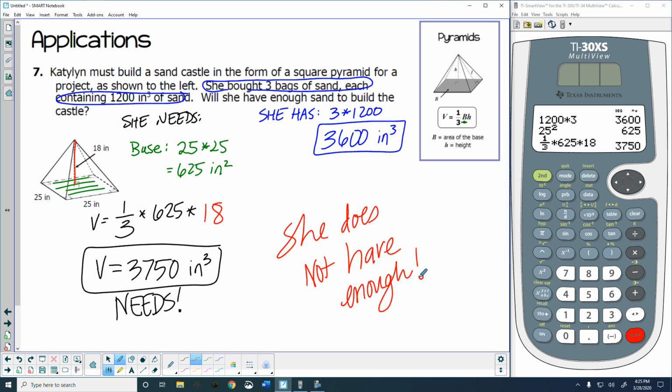She'll either have to go buy another bag, or she'll have to make her pyramid a little bit smaller, but right now she's being quarantined, so she's not going to be able to get another bag of sand because she can't go to the store. So I guess she'll have to settle for a little bit smaller pyramid. All right, good times.